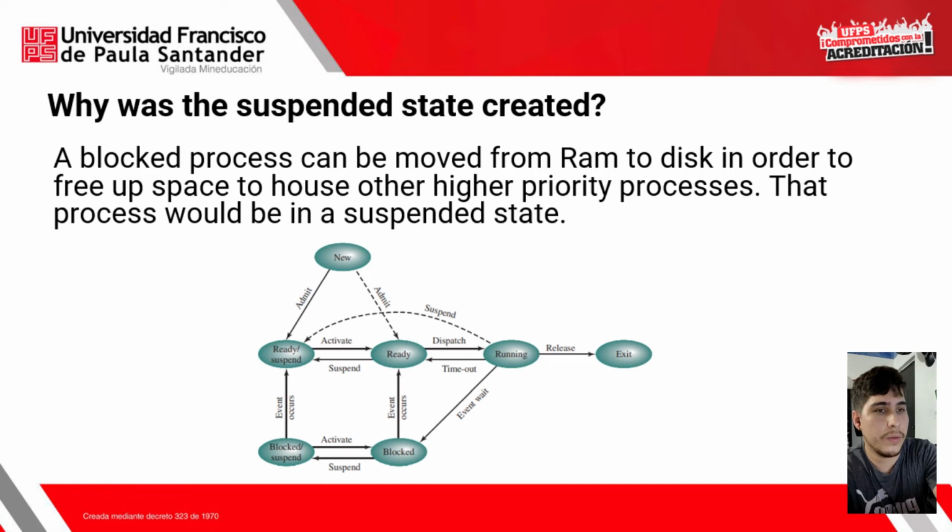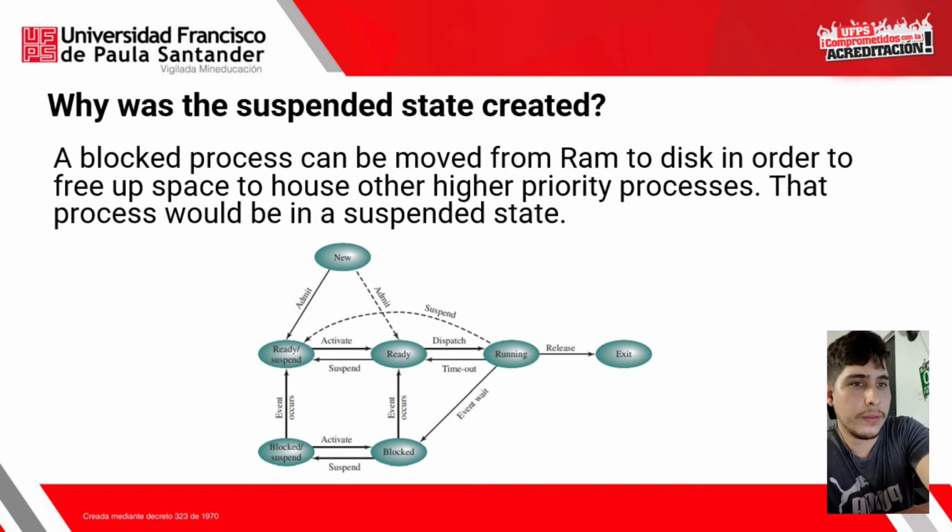Ready suspend to ready state. When there are no ready processes in main memory, the operating system will need to bring one in to continue execution. In addition, it might be the case that a process in the ready suspended state has higher priority than any of the processes in the ready state. In that case, the operating system design may dictate that it is more important to get the higher priority process than to minimize swapping.